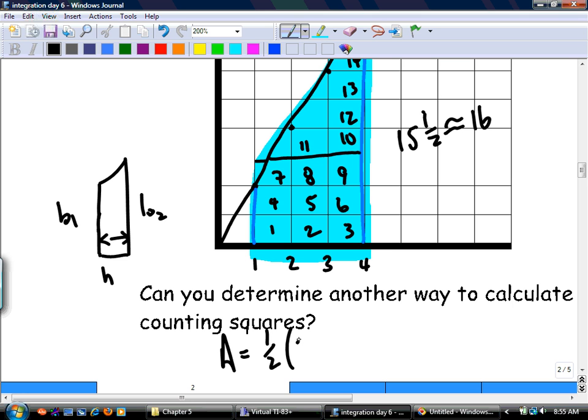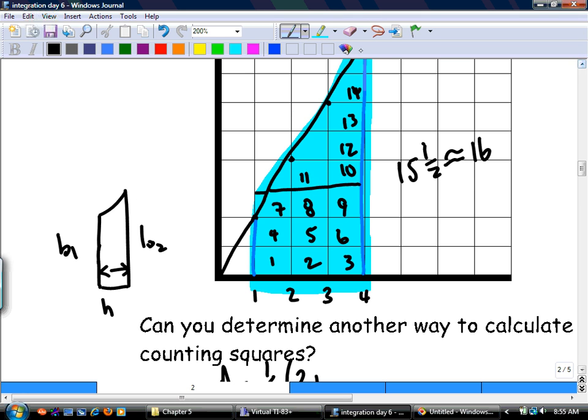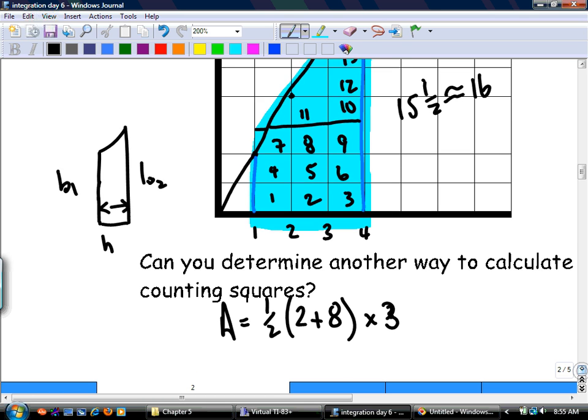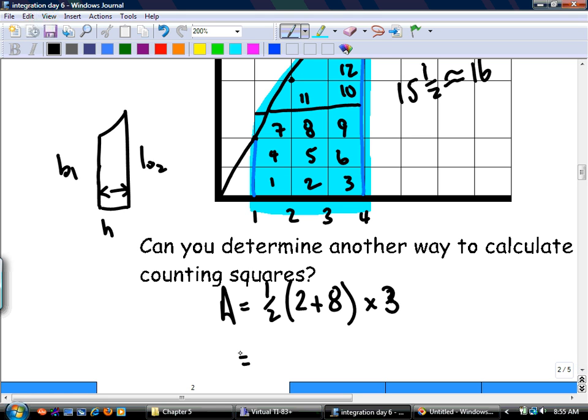So base 1 plus base 2, is it 8? Times 3. So 2 plus 8 is 10. Half of 10 is 5. 5 times 3 is 15. So the correct answer is 15. Well, I suck, okay?